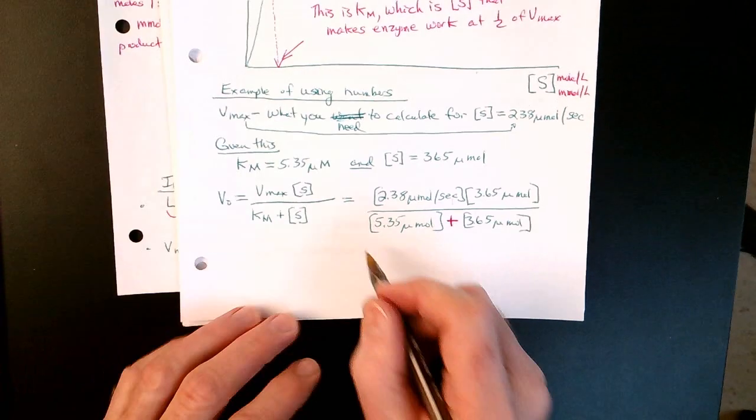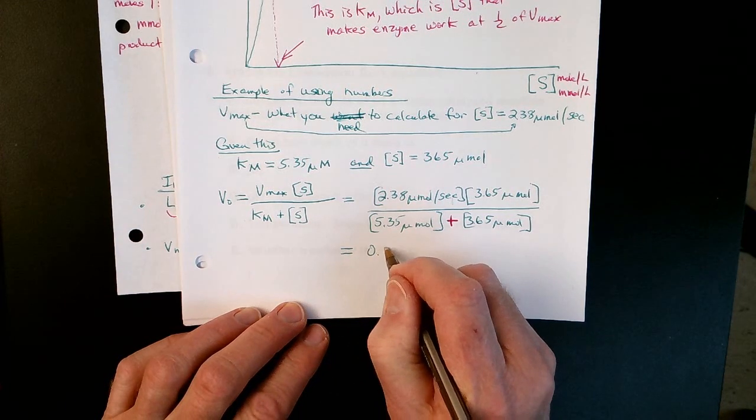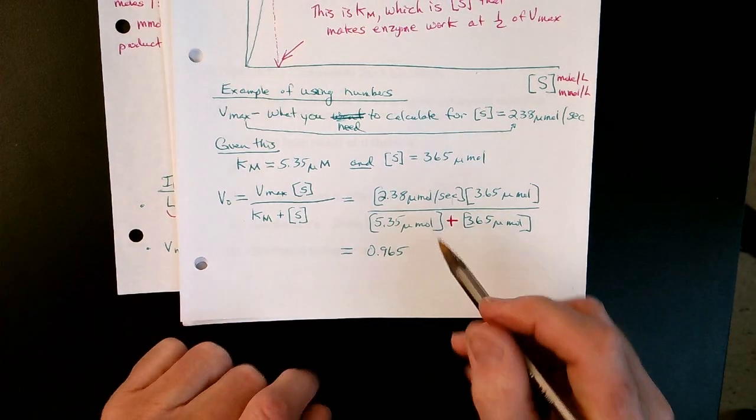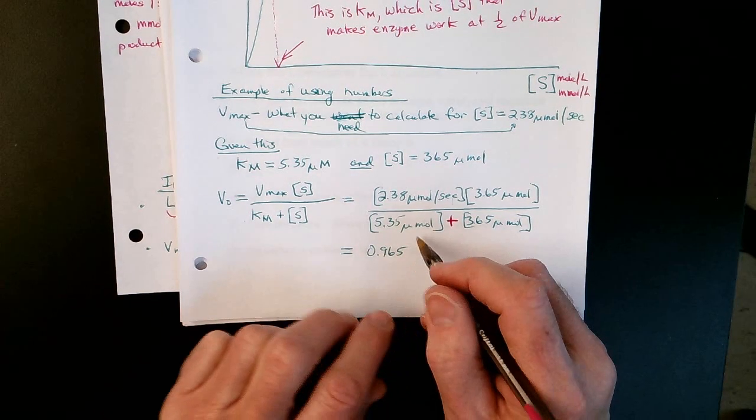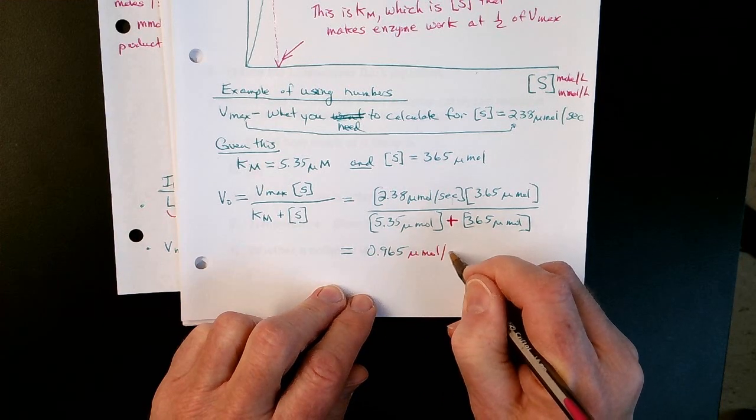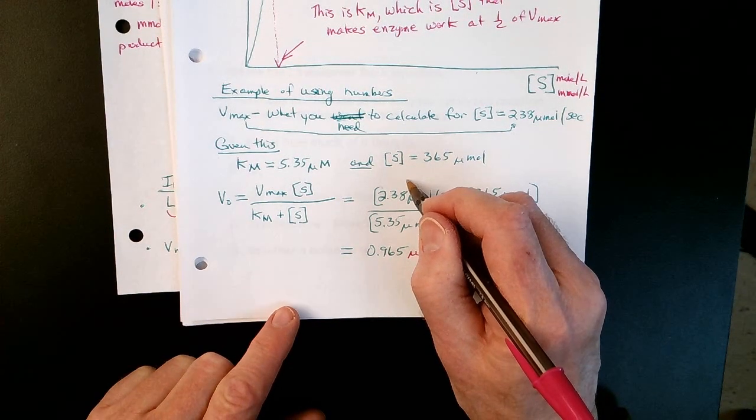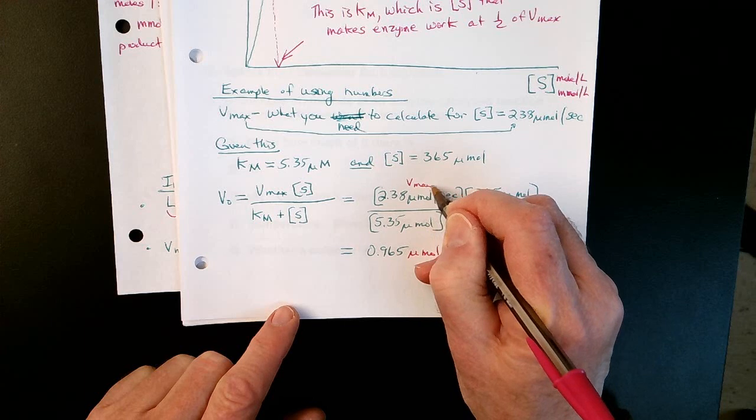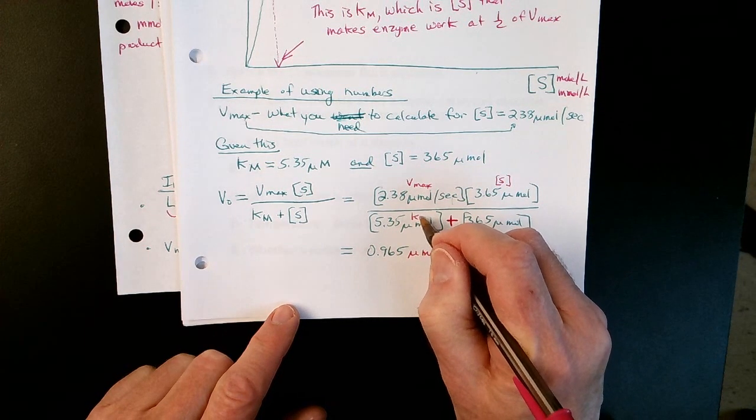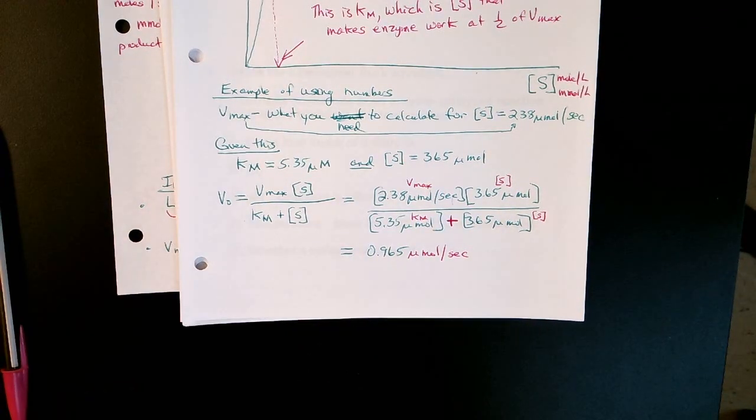Okay, all of that, by my calculator, comes out to be 0.965. And there had better be units that are velocity on it, so don't get your units mixed up here: micromolar per second. Here's just real quick Vmax. There's a substrate concentration. Here's Km. Here's a substrate concentration again.